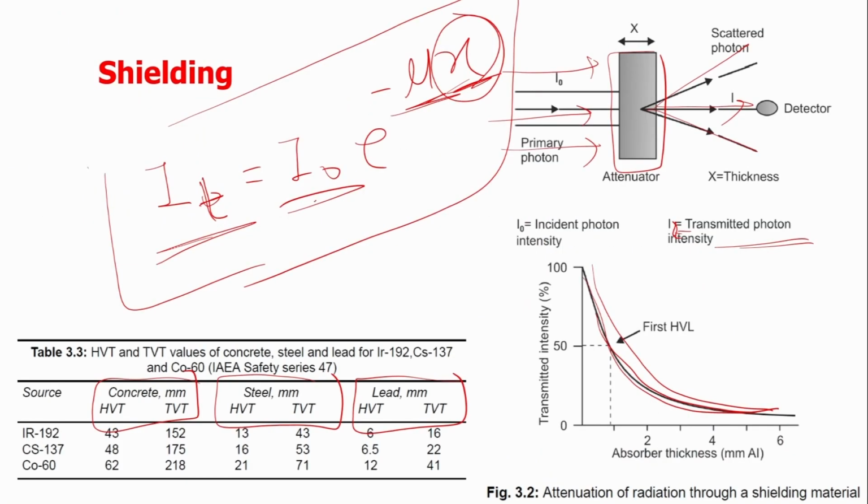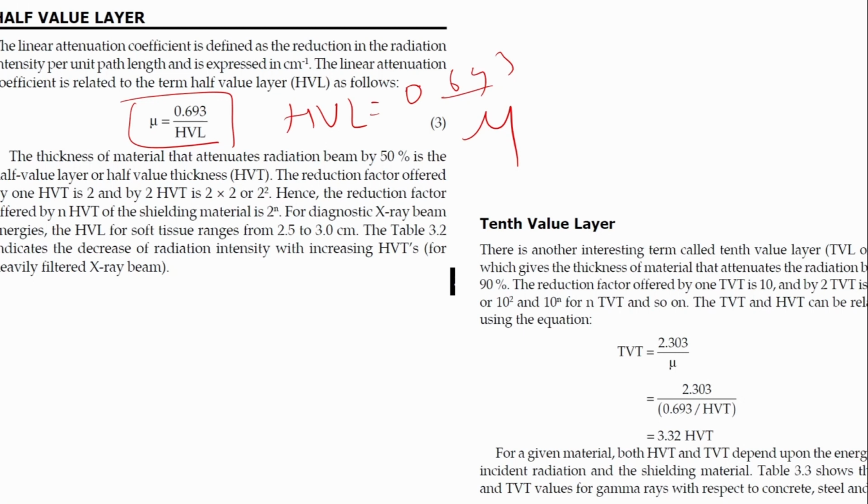We have seen in this figure that the depth where the intensity reduces to 50% is called the half value layer. That depth of the absorber thickness is the half value layer. So the thickness of material that attenuates the radiation intensity to 50% of its initial value is called HVT, or half value layer. The reduction factor offered by 1 HVT is 2, and by 2 HVT is 4, so simply it is written as 2 to the power n. This is the generalized formula of HVT. Hence, the reduction factor offered by n HVT of shielding material is 2 to the power n.